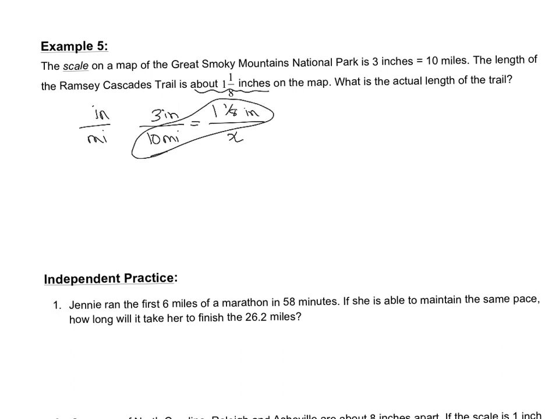10 times 1 1/8, which is really 9/8. I'll do that on the side. 10 times 9/8. Okay, you can cross simplify. Divide both by 2, so you get 5 and 4, and that gets you 45/4. So we get 3 times x is equal to 45/4.